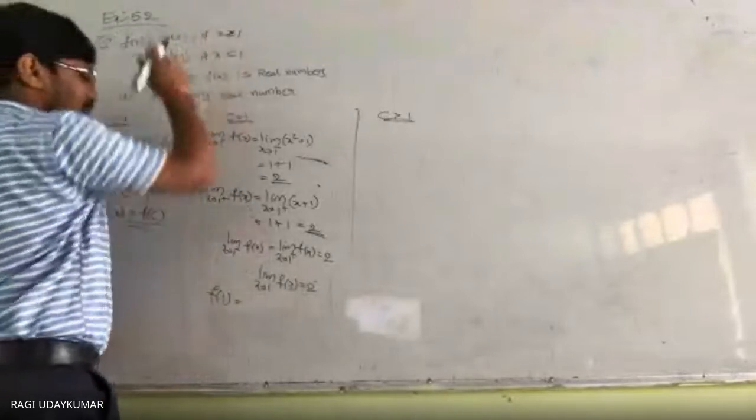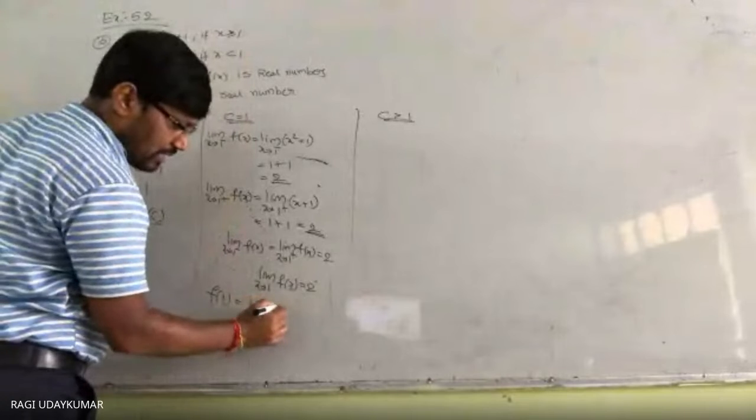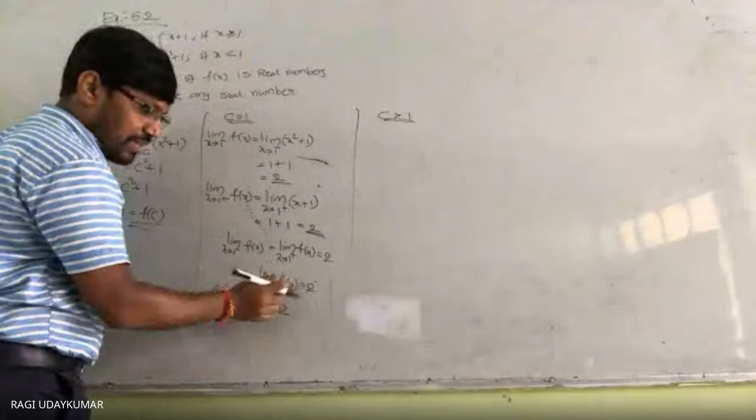x equals 1 का place में भी x plus 1. So 1 plus 1 is equals to 2. This one is equals to this one we are getting. Limit extends to 1. Therefore, it is continuous here also. Till now, the previous problems, in all the problems, it is not continuous.